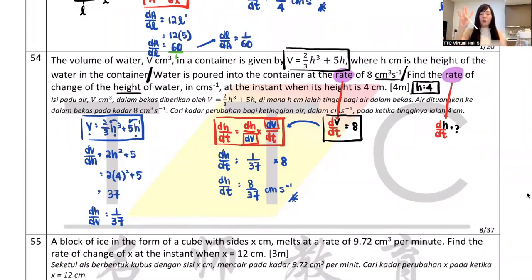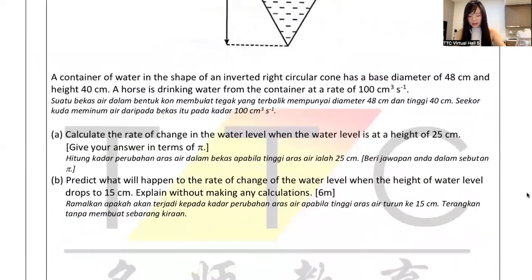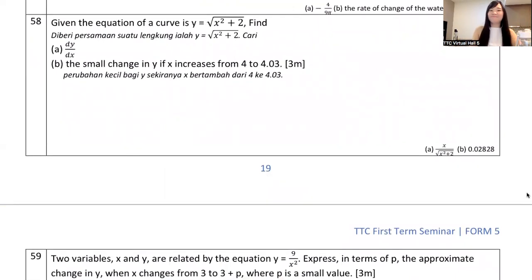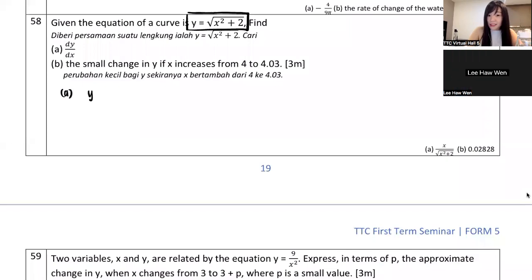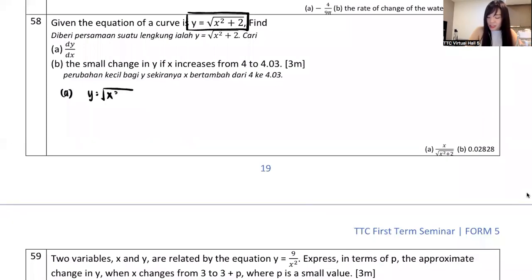5, 4, 3, 2, 1. Done. 58. Here. Okay, very good, Linda. So 58, they say, given that the equation for a curve is this one, find dy dx. So my dear, they want me to differentiate this.